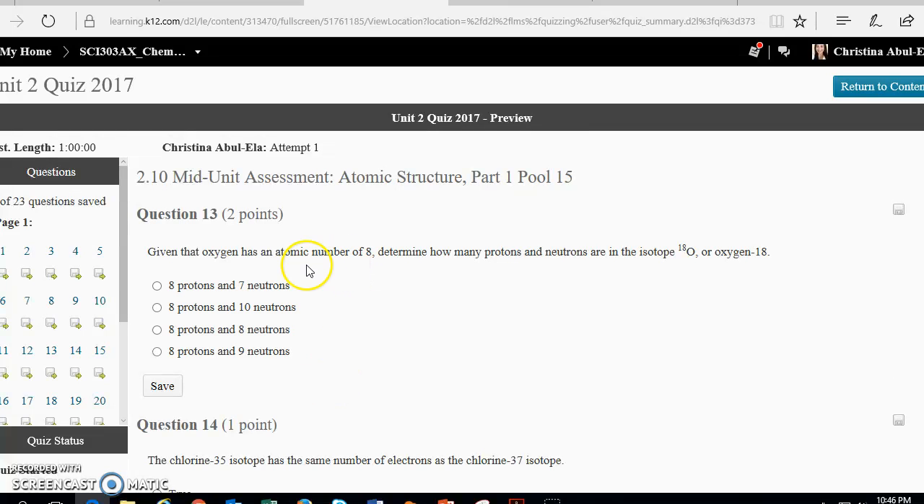Question 13. Given that oxygen has an atomic number of 8, determine how many protons and neutrons are in the isotope oxygen 18, or written oxygen-18. Is it 8 protons and 7 neutrons, 8 protons and 10 neutrons, 8 protons and 8 neutrons, or 8 protons and 9 neutrons?